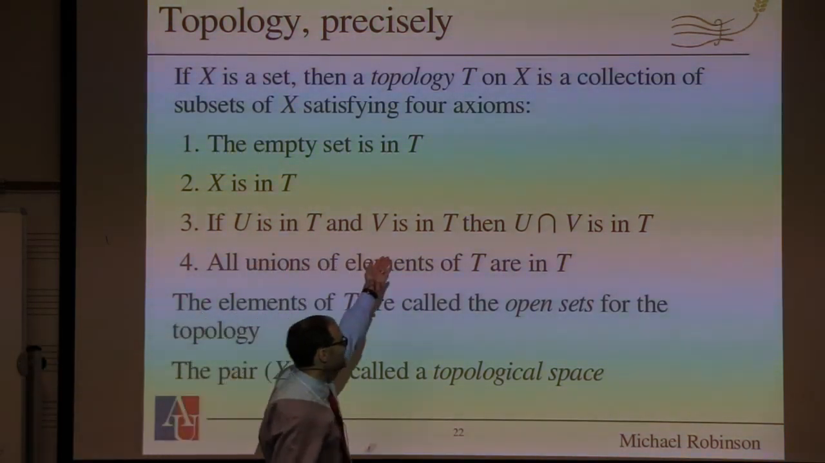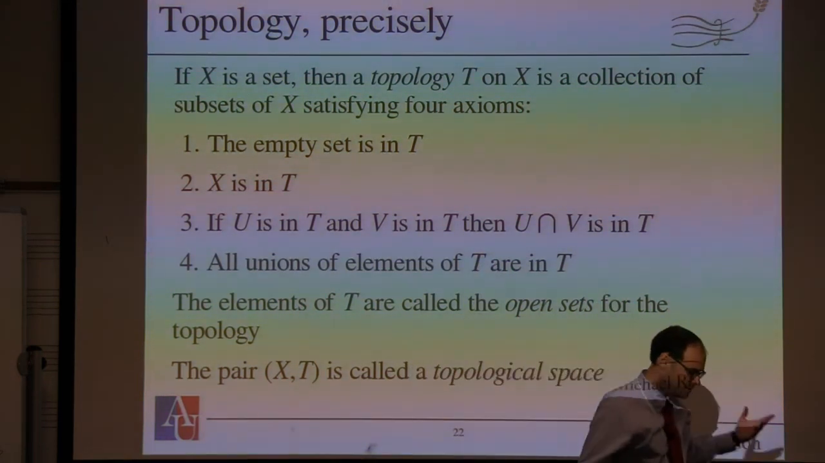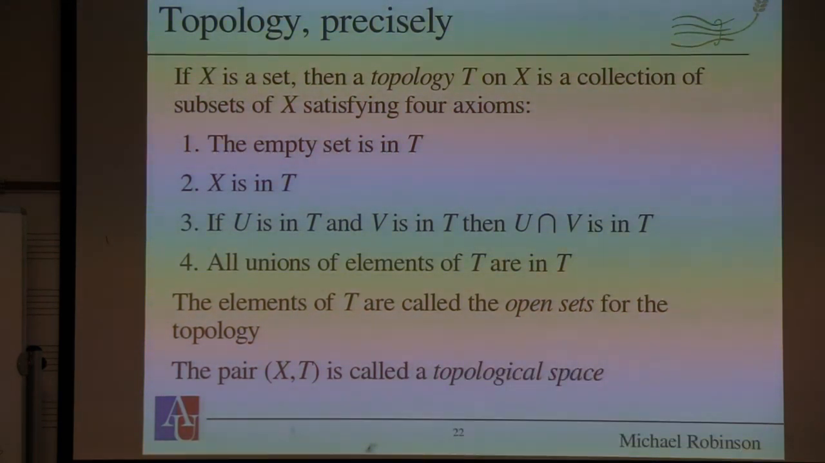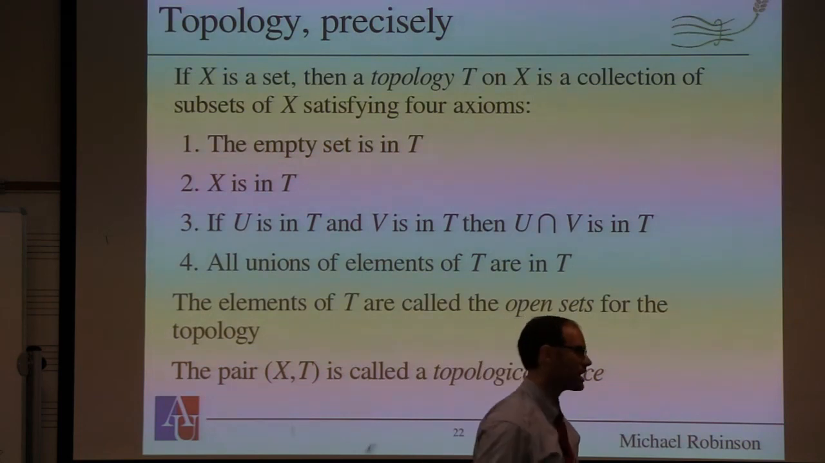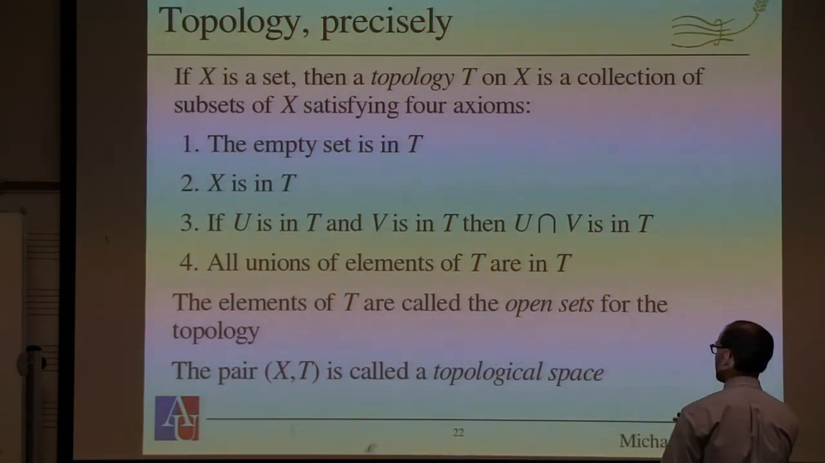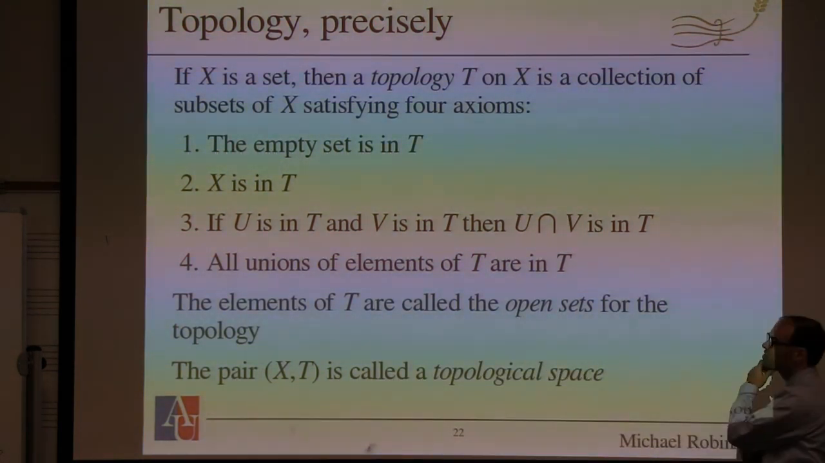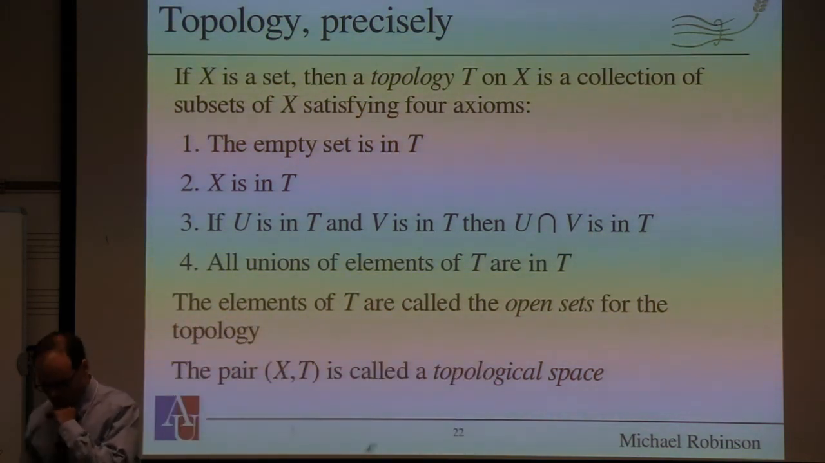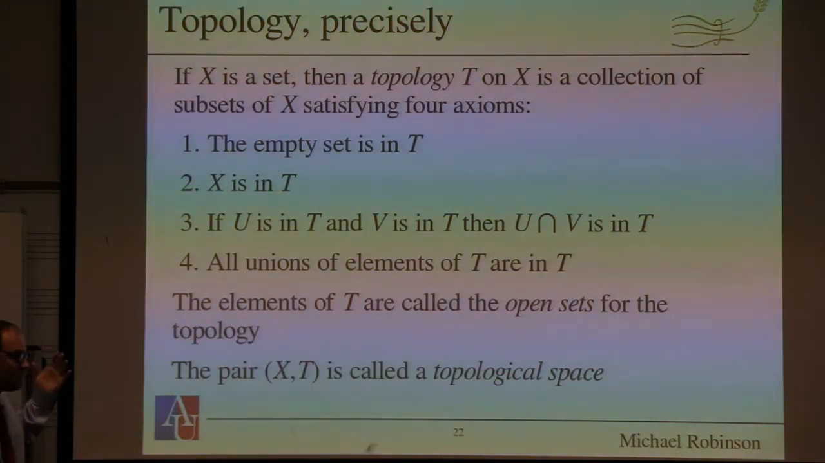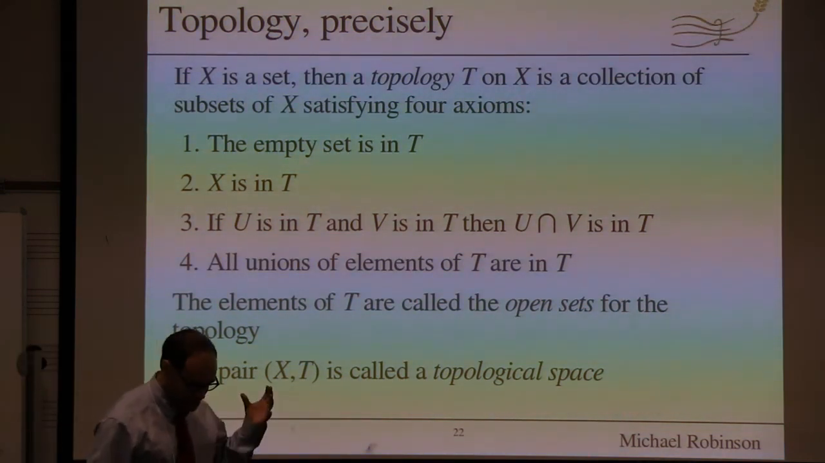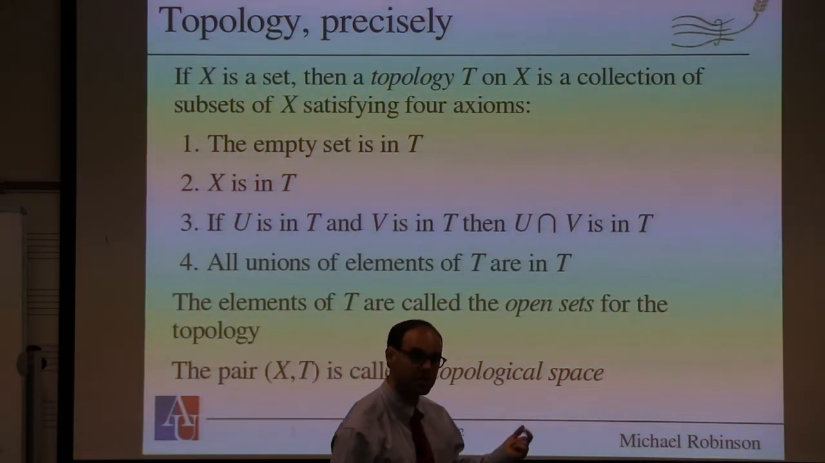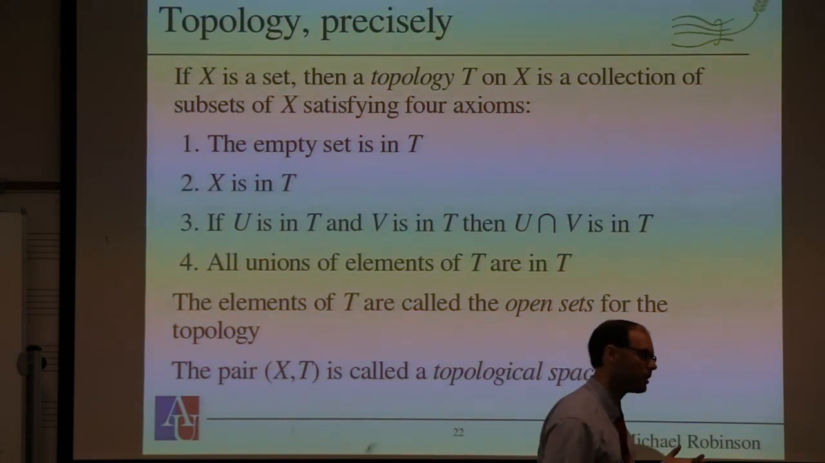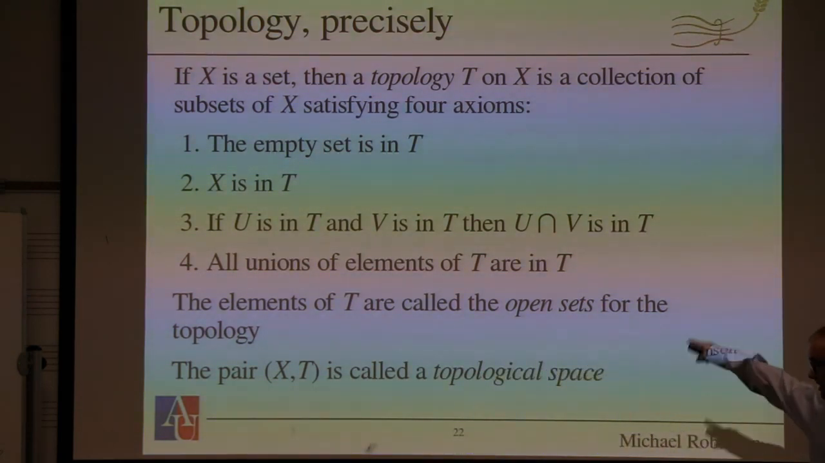On the other hand, I'm allowed to take any unions at all. This turns out to be very handy, and for the most part, we'll ignore it. So the point of the matter is, succinctly, it's a set of subsets that are closed under intersection. It's basically what a topology is. Not exactly, because of that finiteness concern with the intersection. It's basically what it is.